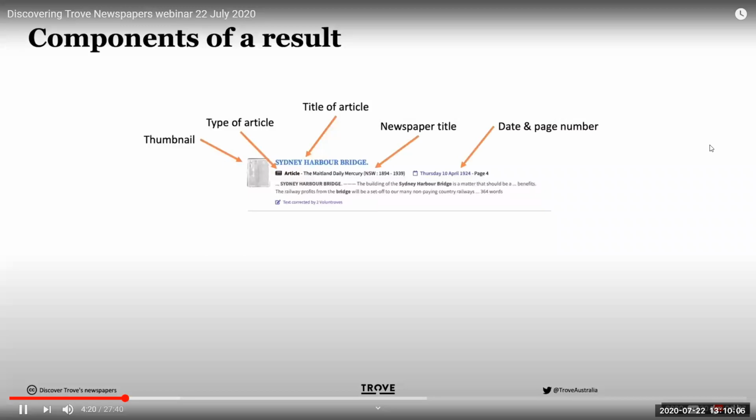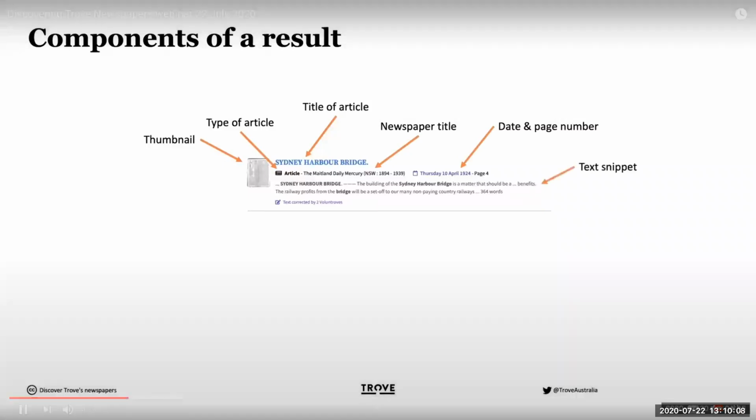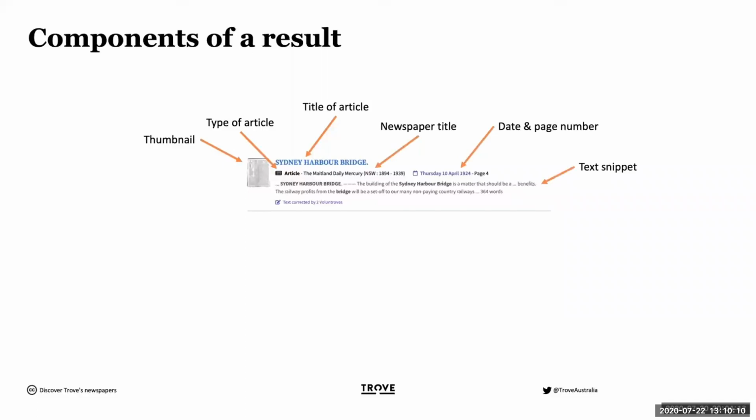Then we have a summary text snippet. So the summary is generated from the scanned and often corrected text from a newspaper article. It provides a brief overview of the article text with a search term highlighted in context. As this is one of the primary things a search is based on, any text corrections that are made help to improve the accuracy of this search.